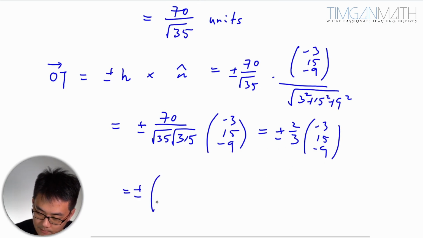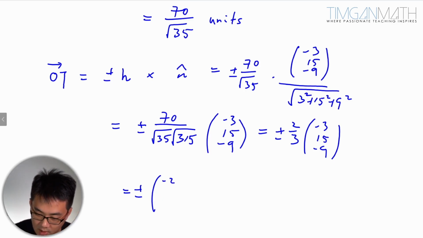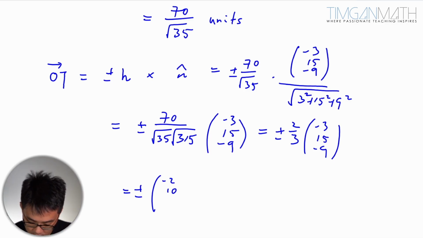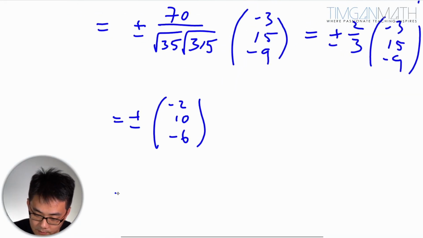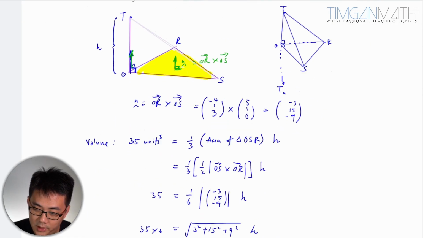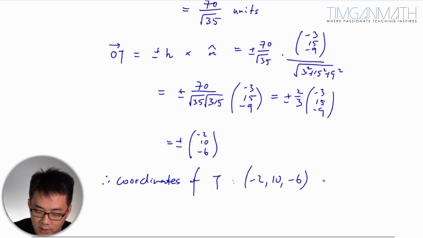Plus minus 2, 10, minus 6. So that's it. They want the coordinates, is it? Find the possible coordinates. So if you want the coordinates of T, minus 2, 10. These are coordinates. So if they want coordinates, just let it be coordinates.